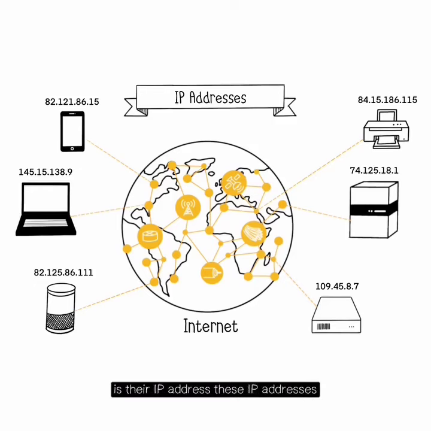These IP addresses allow different machines connected to the internet to communicate with each other, much like phone numbers for us. When you want to communicate with someone, you do it through their phone number, which is unique.